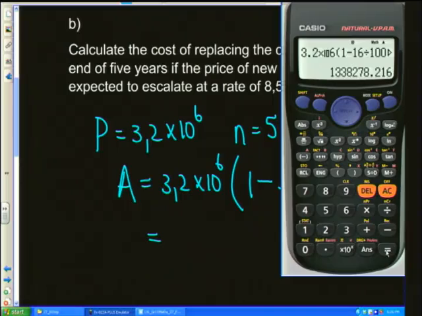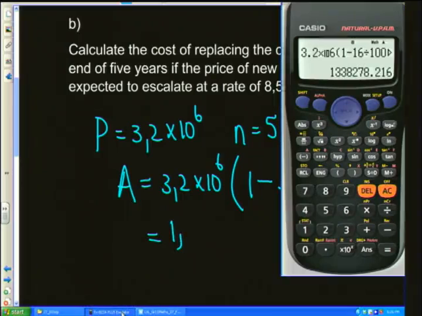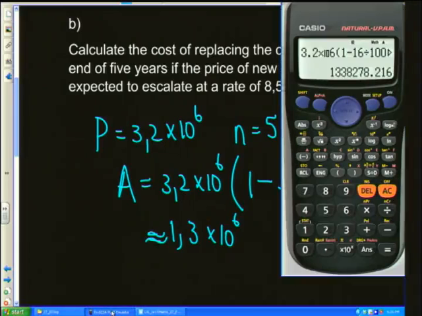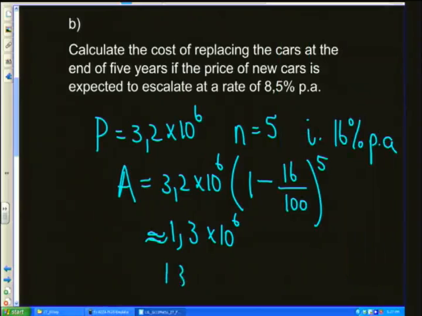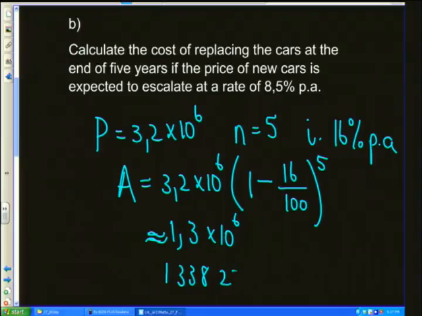So it's 1.3. You can just write 1.3 times 10 to the 6. So it's approximately that. I'm giving an approximation. In your final answer, they would actually want it to the nearest rand. So it would be 1,338,278 rand. So that would be the worth of the fleet of cars.